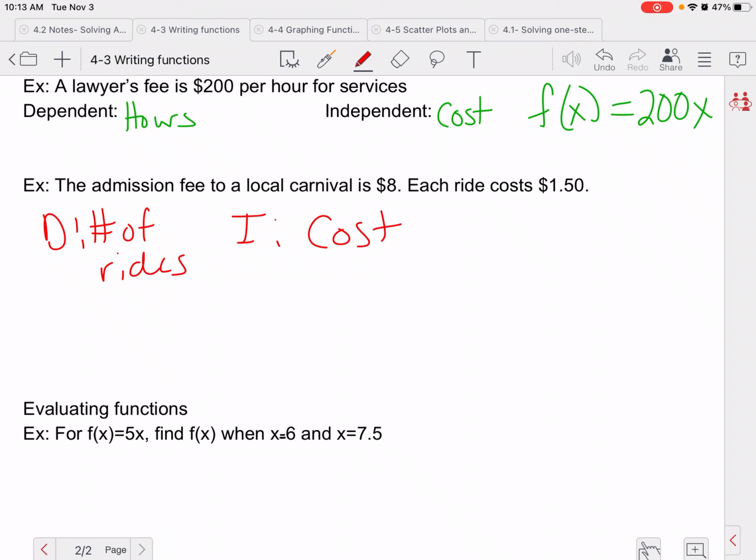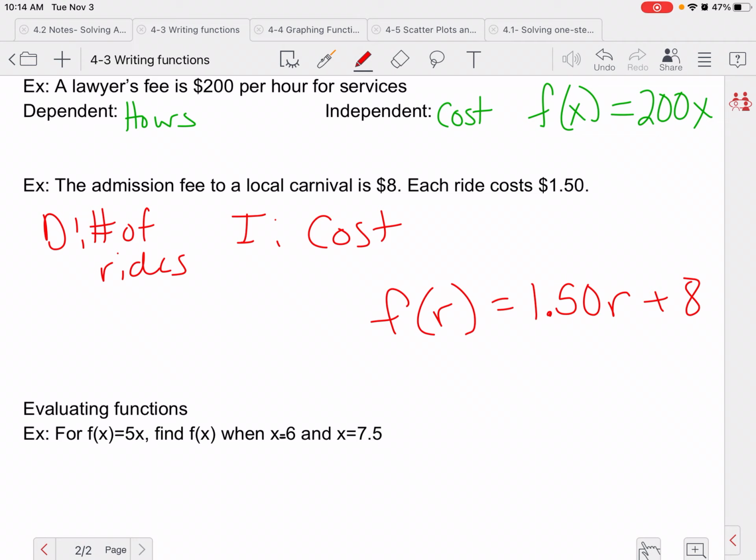Okay, so I want to write this as a function. We'll do it as a function of r, for r is the number of rides. It doesn't matter what variable we use in there. We can still use whatever letter we want, just like before. I know that it costs $1.50 per ride. So to figure out how much money I'm spending on all my rides, I'd have to do 1.50 times r. And then I have to add in that pesky $8 that I had to pay to get in. This is kind of like the yoga problem we did a couple weeks ago.